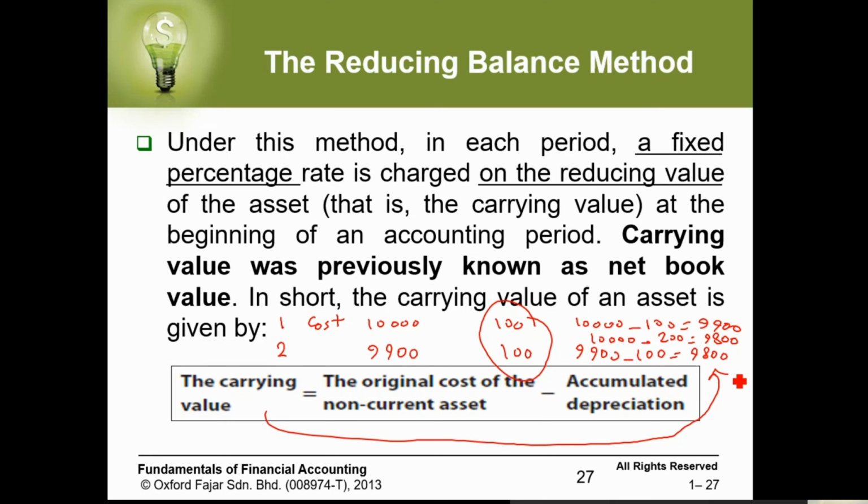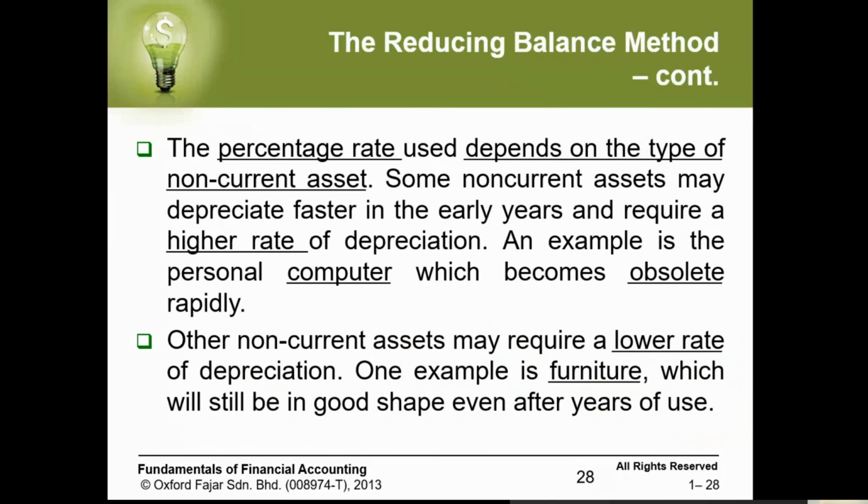This is what we call the carrying value. Okay? So the carrying value, as I explained, is the original cost of the non-current asset minus the accumulated depreciation. So the percentage rate used depends on the types of non-current assets. Some non-current assets may depreciate faster in the early years and require a higher rate of depreciation, for example a personal computer, which becomes obsolete rapidly. Other non-current assets may require a lower rate of depreciation. One example is furniture, which will still be in good shape even after years of use.